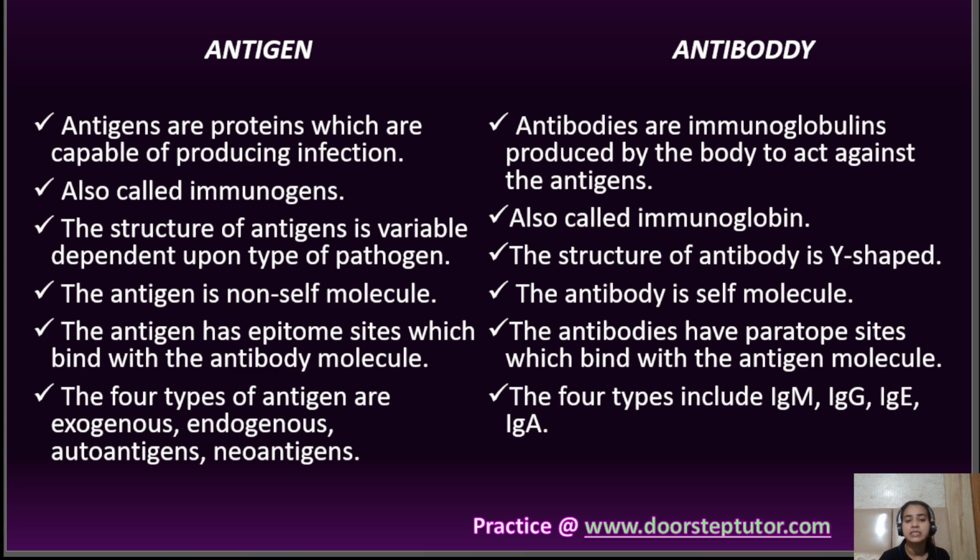Another point here is that the antigen is a non-self molecule. Mostly it is seen that antigens are non-self molecules. Why? Because these are getting inside our body through any other organism. Sometimes it may be possible that in any autoimmune disease, our self cells can become antigens. They can act as antigens. At that time only, we can say that the antigen is a self molecule, but mostly the antigen is a non-self molecule.